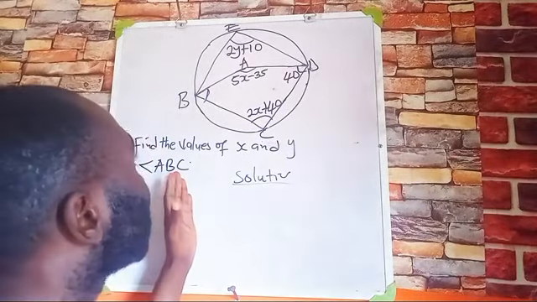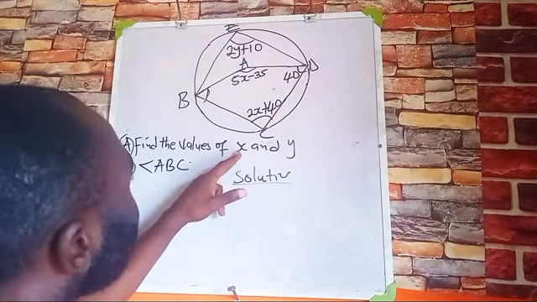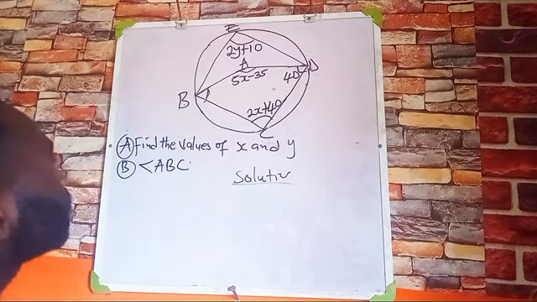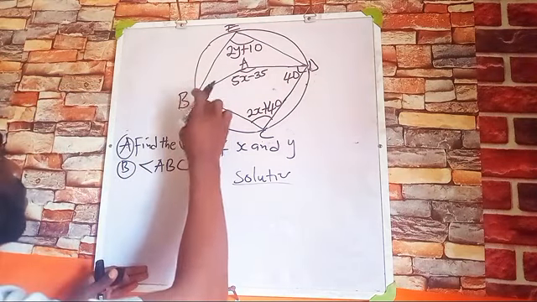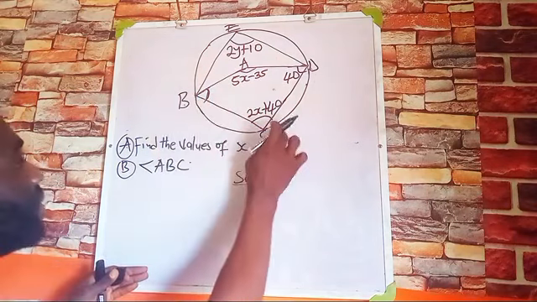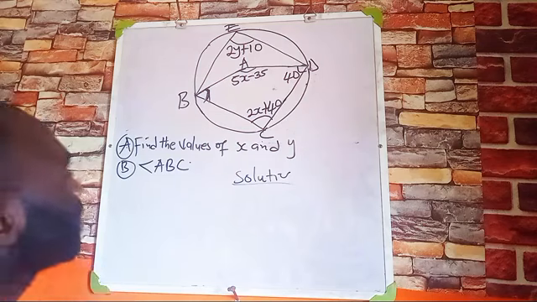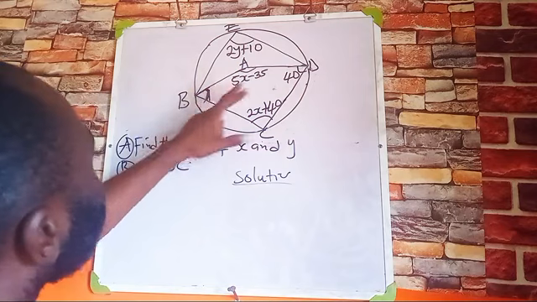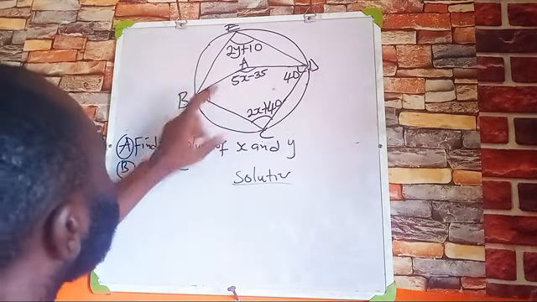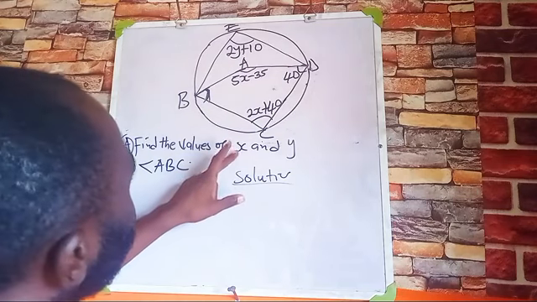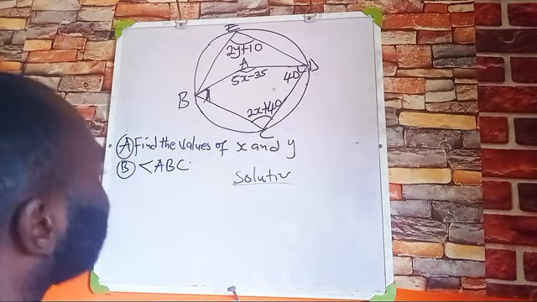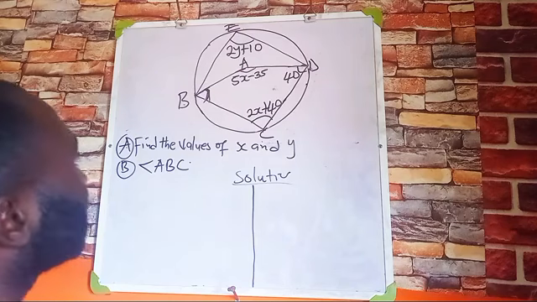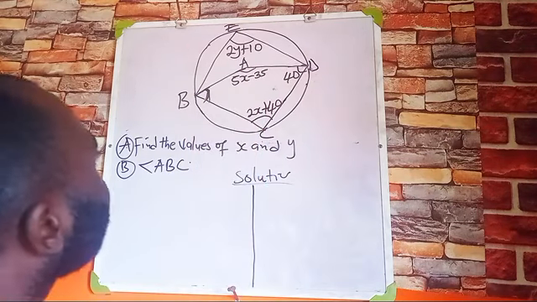Let's solve this question together. The question says we should find the values of x and y in this diagram. And the question still says we should find the angle ABC, which is this particular angle here. But before we can find the angle ABC, we should be able to look for x and y first. So let's find the values of x and y in this particular diagram.